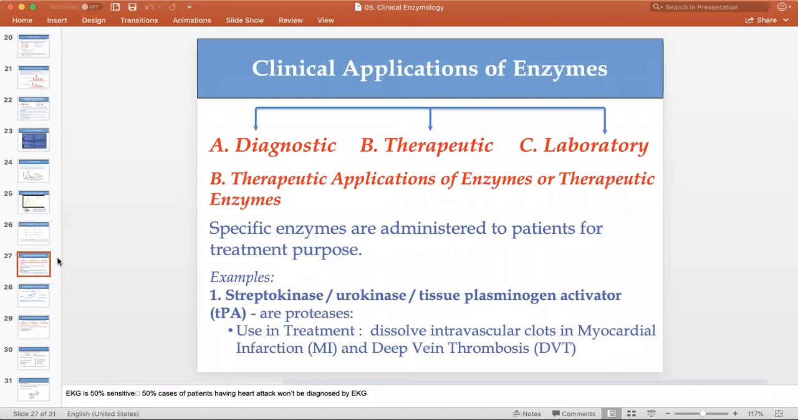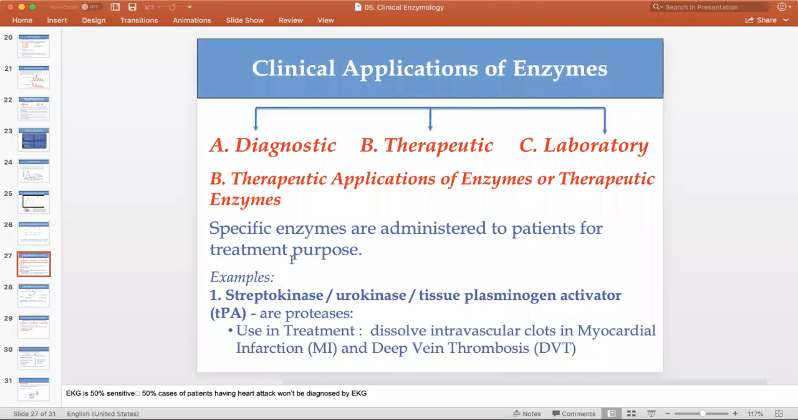Okay, so far we talked about the diagnostic application of the enzymes. So this was the majority of the lecture. Now we are moving on to the other features of the enzymes, like your therapeutic application and your laboratory applications. So let's quickly talk about the therapeutic applications. So specific enzymes are administered to patients for treatment purposes.